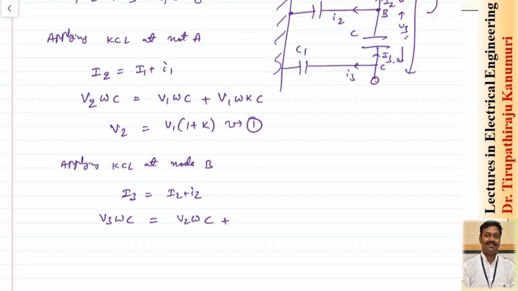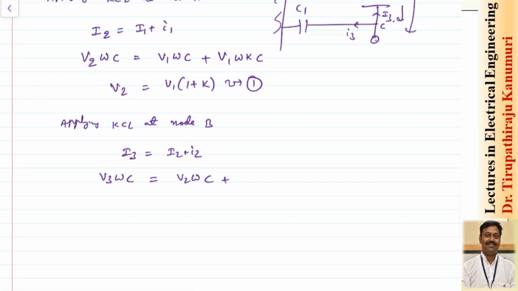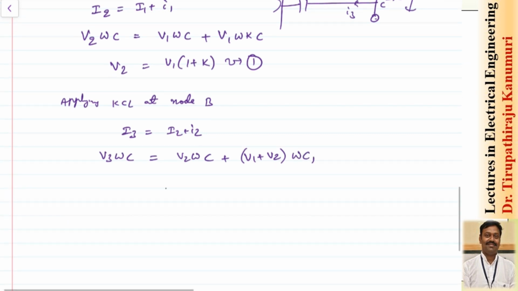So what is the value of the total voltage here? It will be V1 plus V2, that's why I am taking the sum. So this will become V1 plus V2 multiplied by omega into C1. It is clear up to there. So this I can write as V2 omega C plus V1 plus V2 times omega into C1, and C1 we can write as K times C, so that we can simplify it.